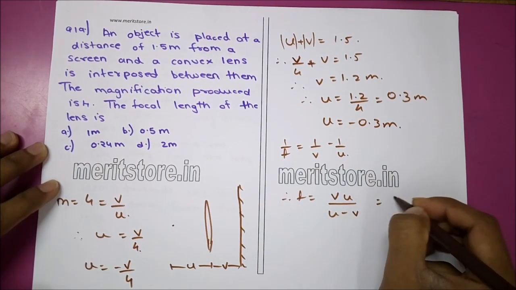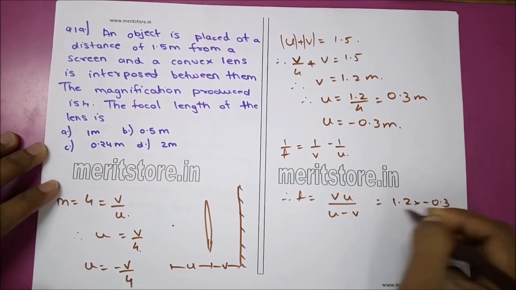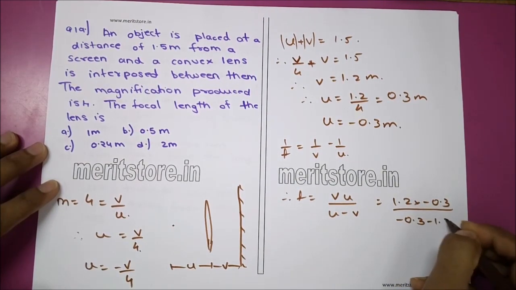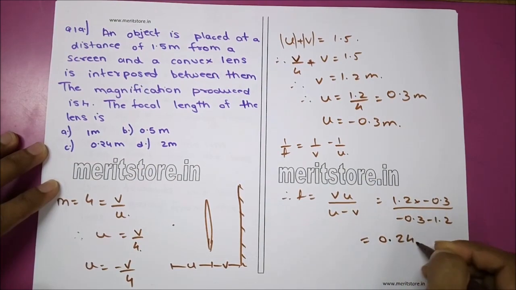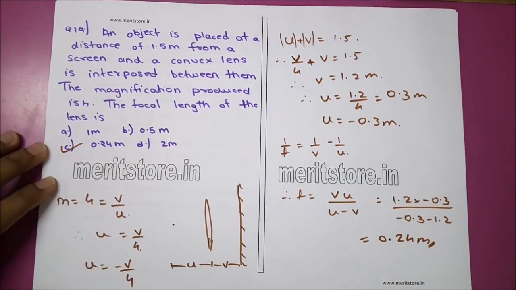So v into u, that is minus 1.2 into minus 0.3 upon minus 0.3 minus 1.2. On solving this, we get 0.24 meters. Hence, option C is the correct answer.